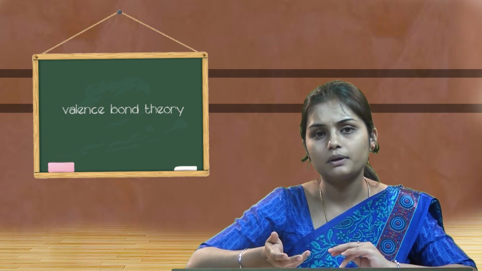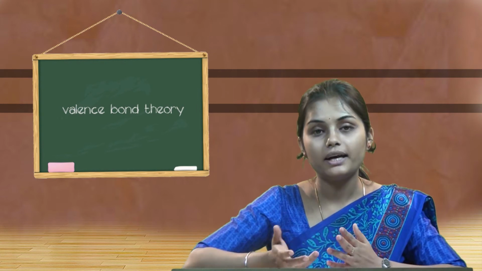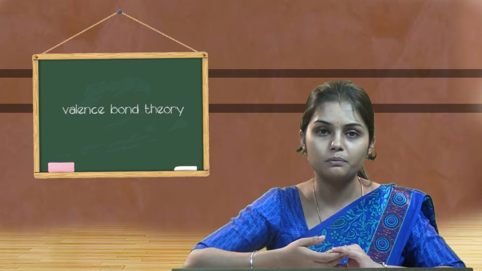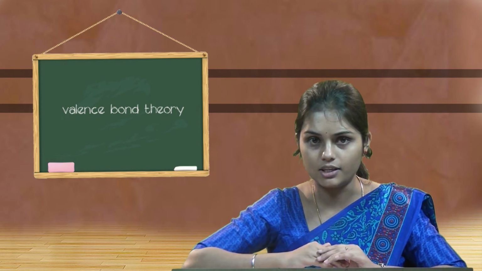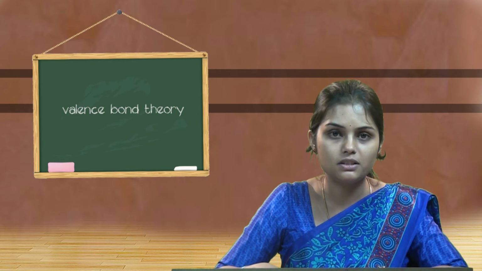And the last one is that it doesn't explain the magnetic field generated by the orbital motion, which has not been taken into consideration. So, this is all about the postulates and drawbacks of VBT. Thank you.